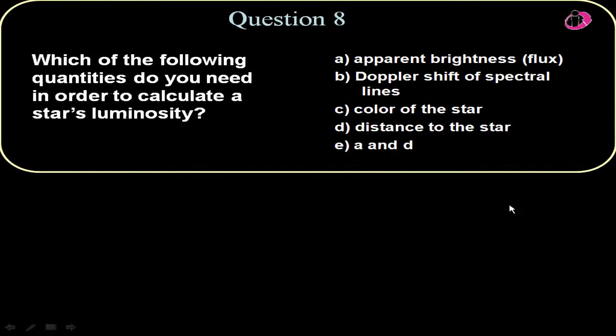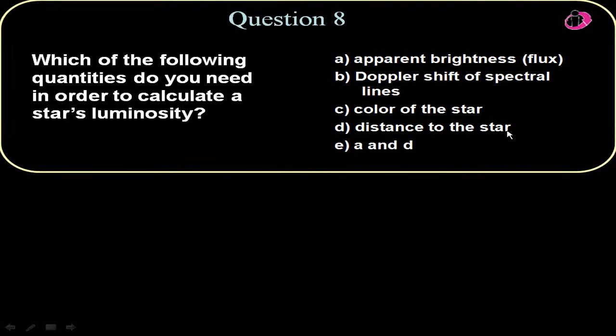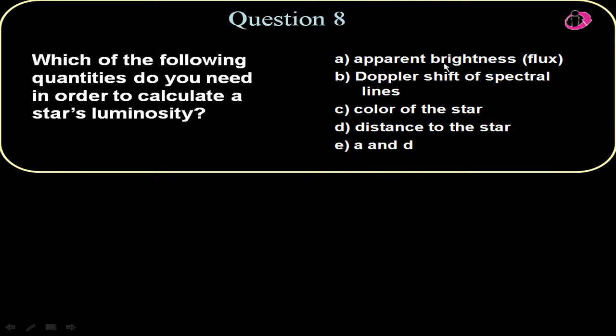Question 8. Which of the following quantities do you need in order to calculate a star's luminosity? Well, we need to know how it appears to us, its actual brightness as it appears, and then we need to know how far away it is and what its temperature is. So, let's see, we need to know its apparent brightness and the distance to the star. Those would definitely be what we need to know so we can calculate its true brightness. I guess the temperature could go into calculating its brightness. So we need to know A and D for sure.